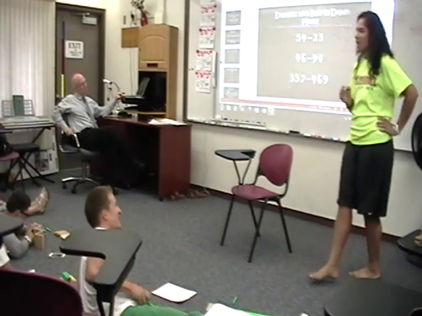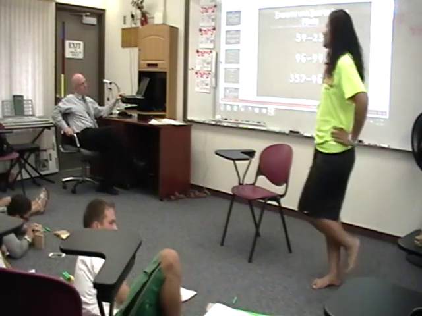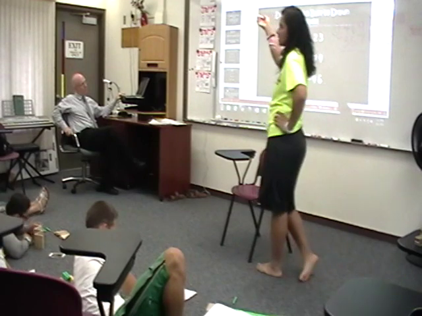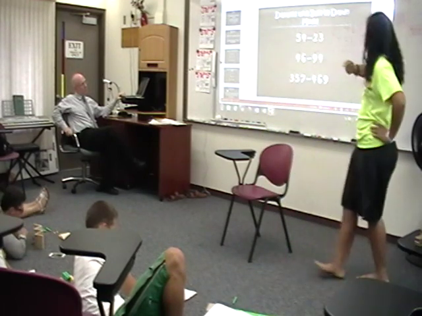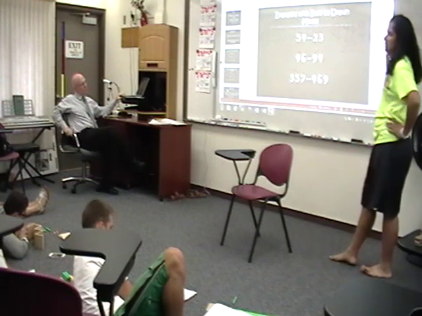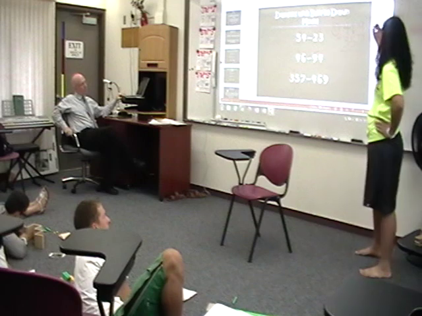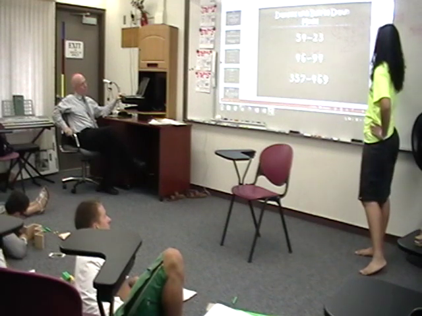All right, time to subtract. Now when we subtract off the drawn model, it's simple. All we do is cross it out, just like we see on our steps. So, step three, what do we do? Cross out what we're taking away. You're correct. So starting in what place though? The ones place.